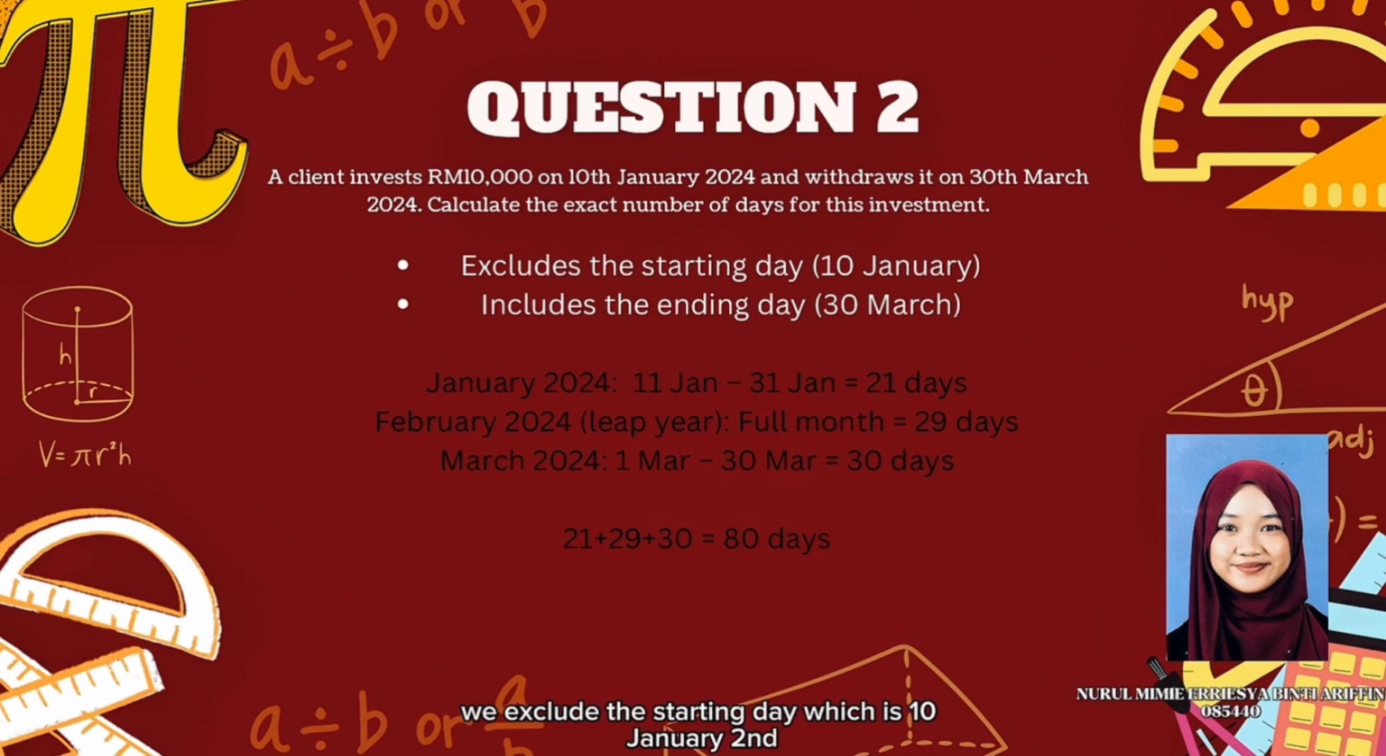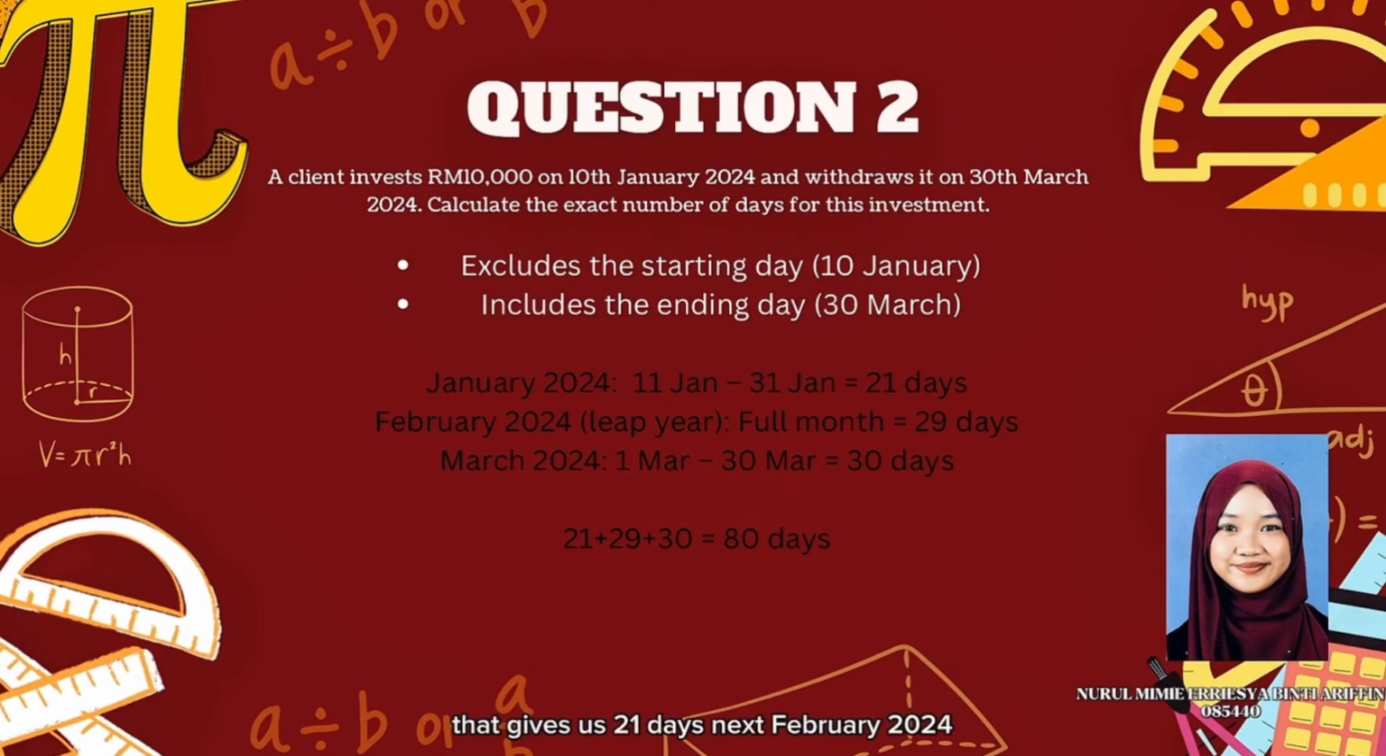First, we exclude the starting day, which is 10 January. Second, we include the ending day, which is 30 March. Now, let's count the days month by month. For January 2024, we begin counting from 11 January to 31 January. That gives us 21 days.